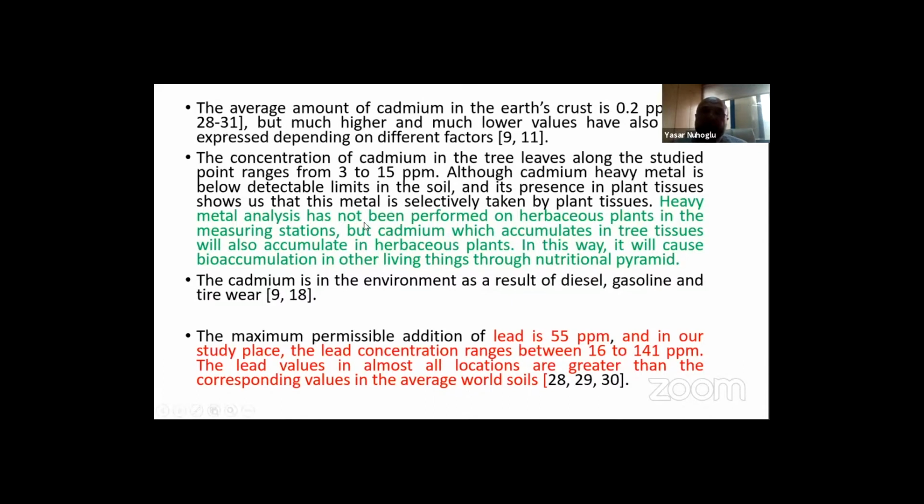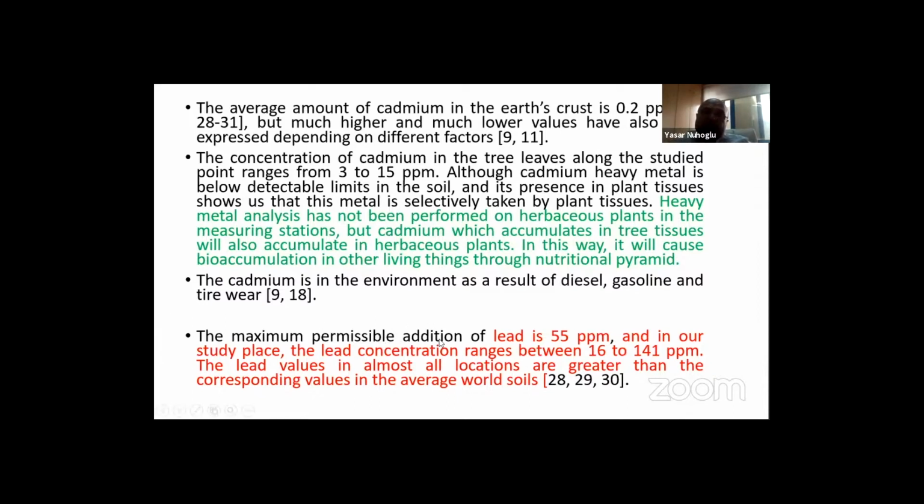Heavy metal analysis has not been performed on the herbaceous plants, grass, in the measuring station, but cadmium, which accumulates in the tree tissue, also accumulates in the herbaceous plants. In this way, it will cause bioaccumulation in other living things through the nutritional pyramid. The cadmium is in the environment as a result of diesel, gasoline, and tire wear.